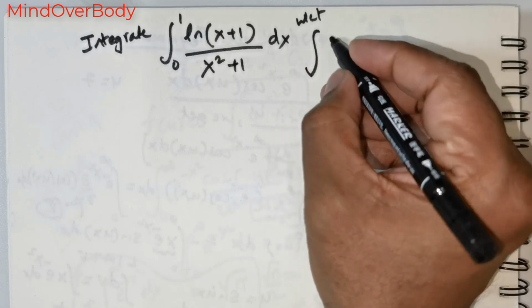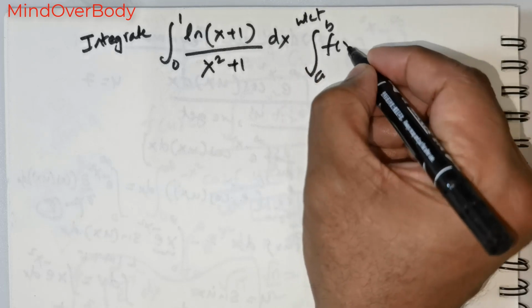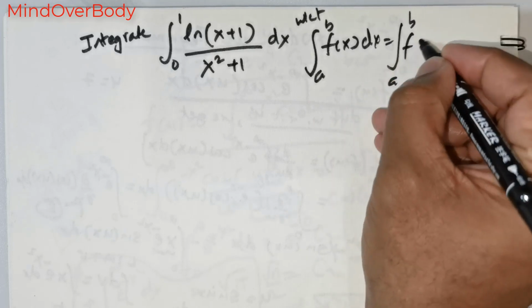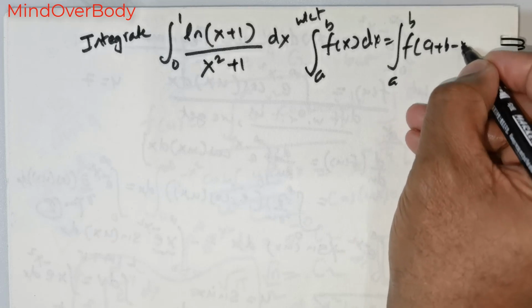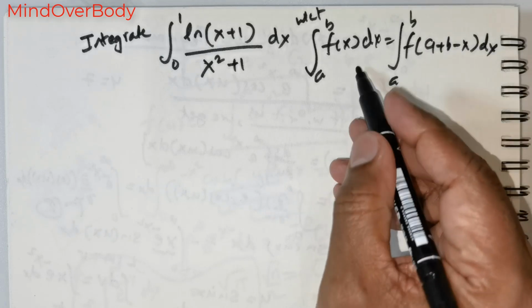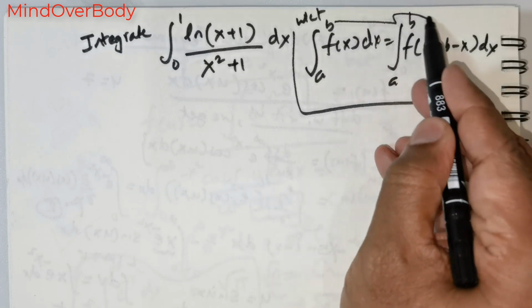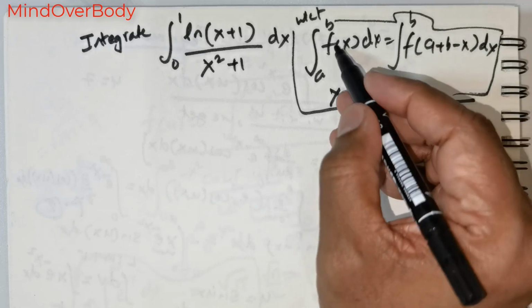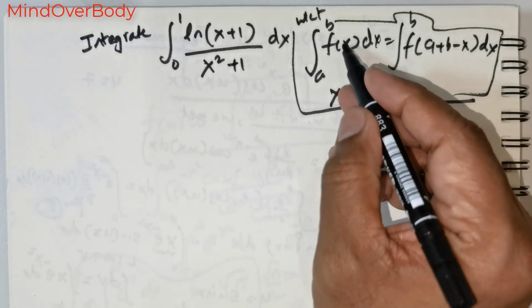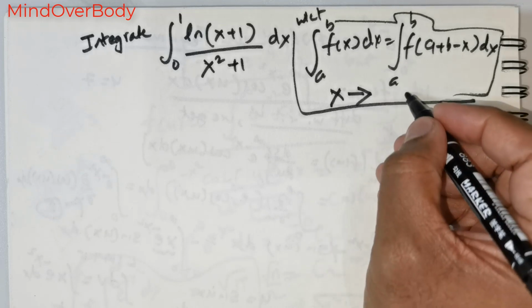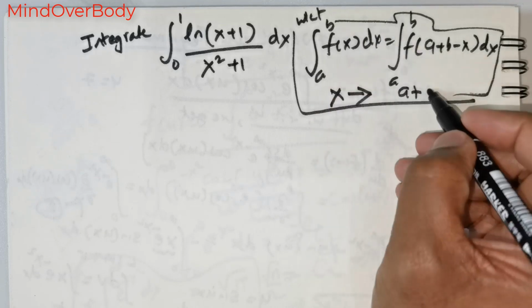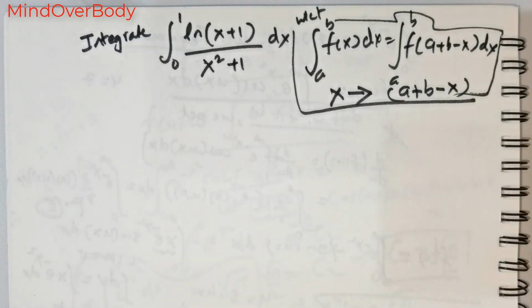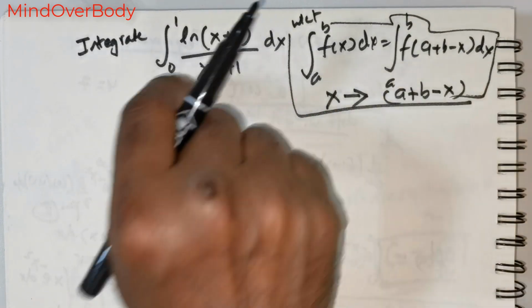We know that integral a to b f of x times dx is equal to integral a to b f of (a + b - x) times dx. This is called the King's property in integrals. And the speciality of this property is the x that you see here is replaced with a + b - x. So having given you this property, I will be utilizing this property.